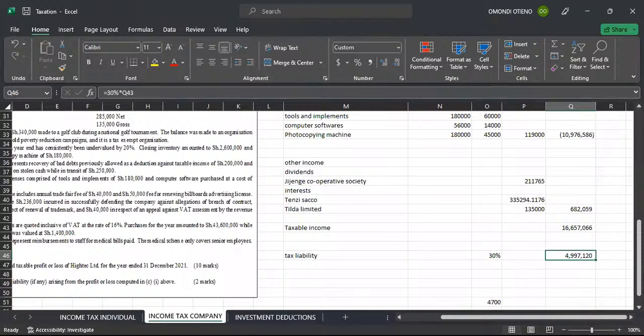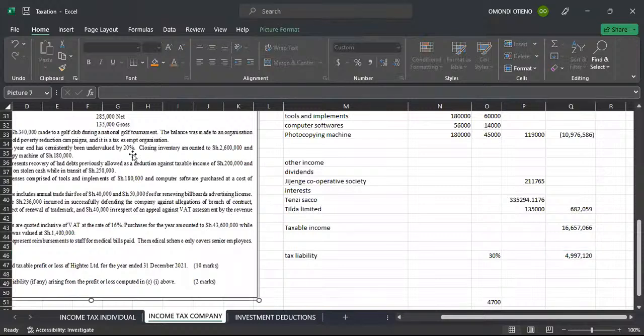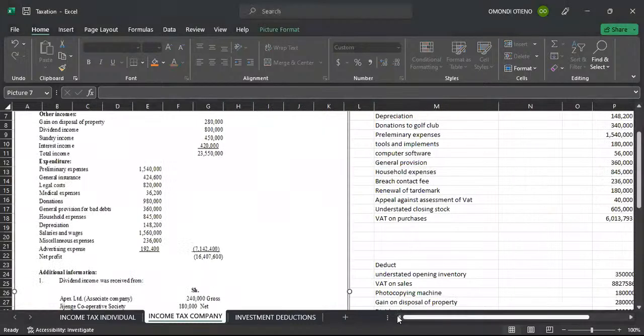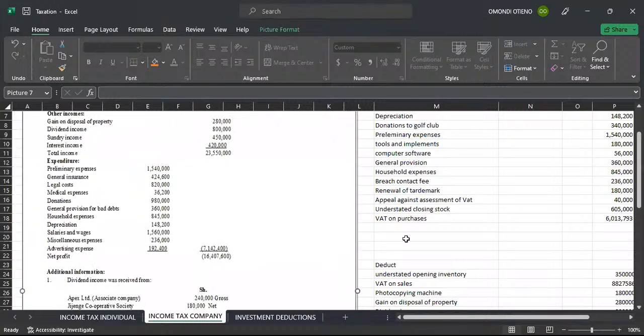How is it coming to positive? Now I have asked people to give me this answer here. The total or the gross profit that these people have here is 23,550,000. And these are the expenses that they have subtracted from this gross profit, which is having a total of 7,142,400. So I asked: 23,550,000 minus the expenses, are you getting a negative or a positive value? It is 16,407,600. Is it a positive or a negative?